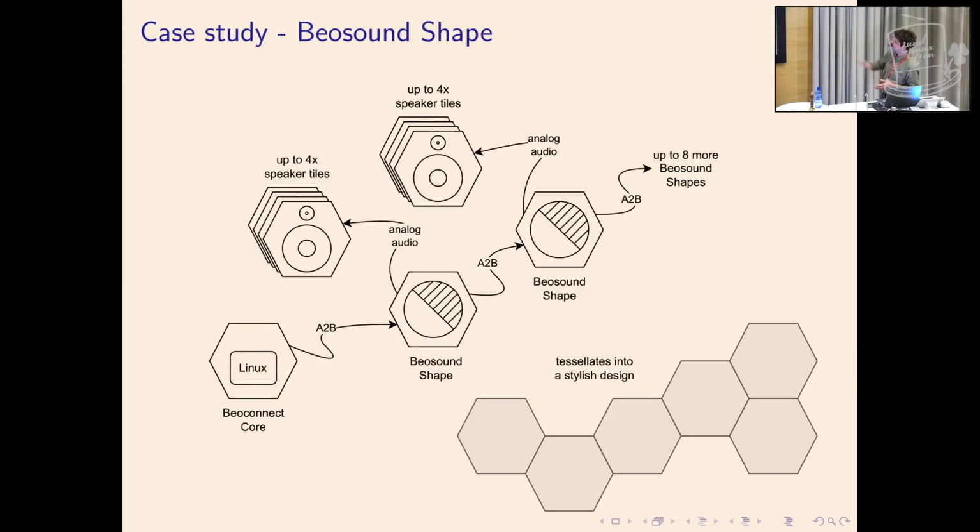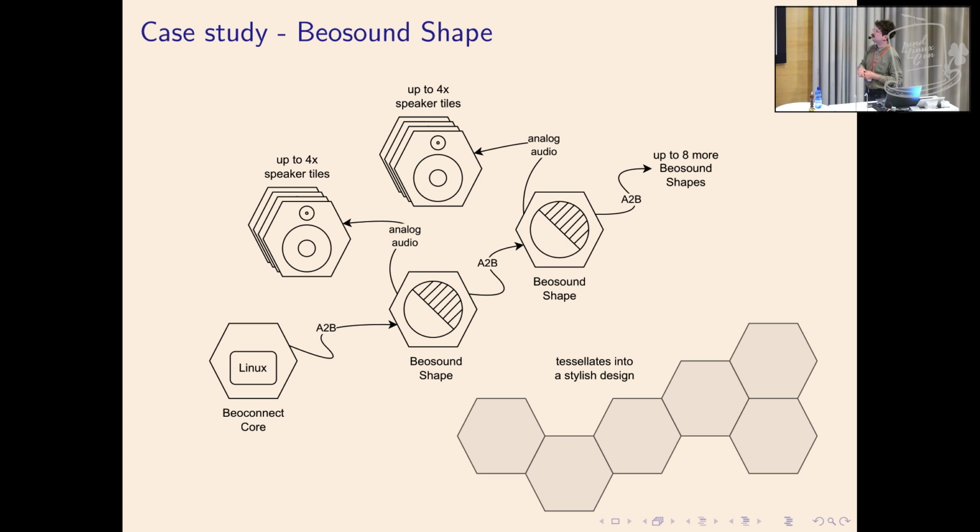Right, so this is just a quick diagram to show you what this shape system looks like. It's composed of 3 types of tile. You have one and only one Linux box, which the product's called BioConnect Core. I don't know why. And then you have these BioSound shapes, which are basically amplifier units. They also contain a DSP and a microcontroller, and they have an A2B chip inside. That means you can daisy chain these shapes together and form an A2B bus.